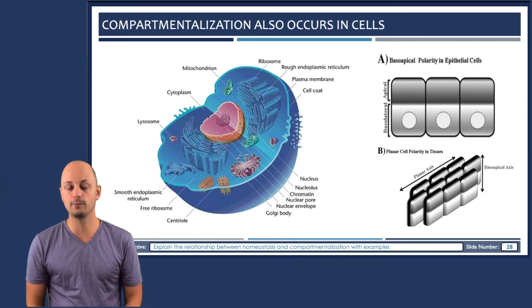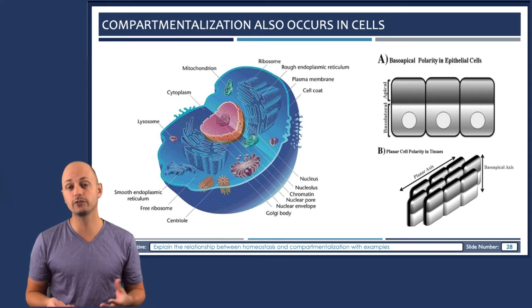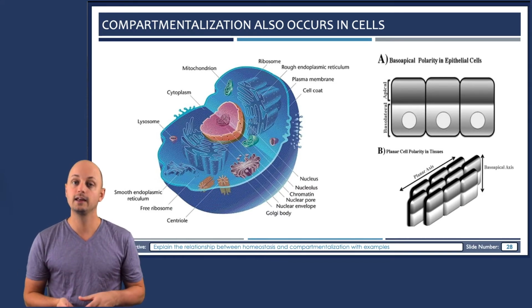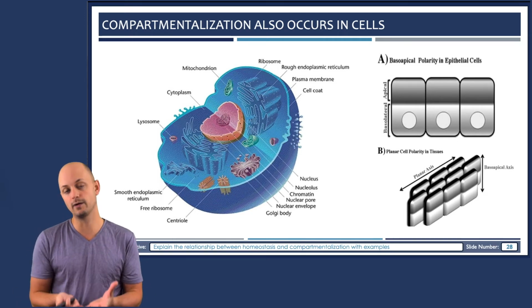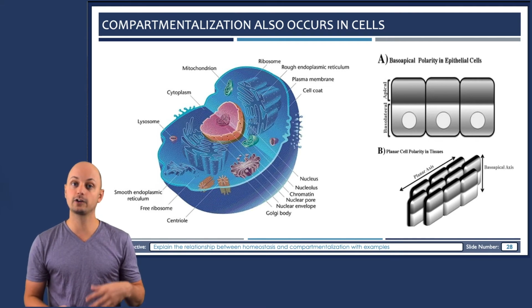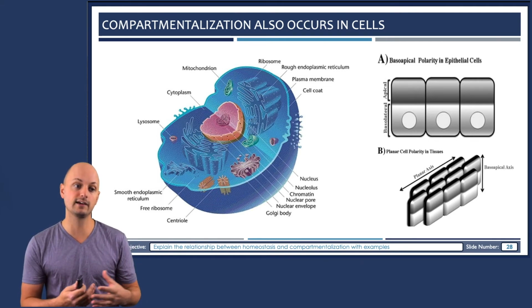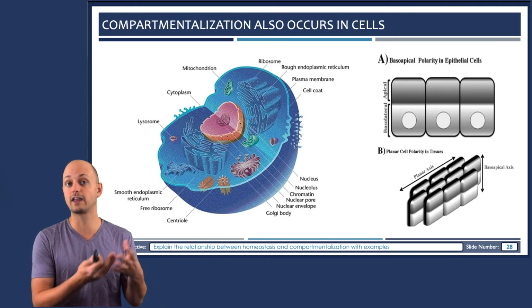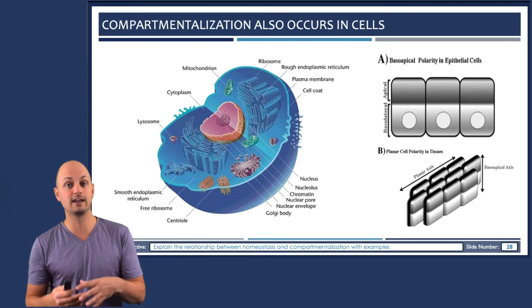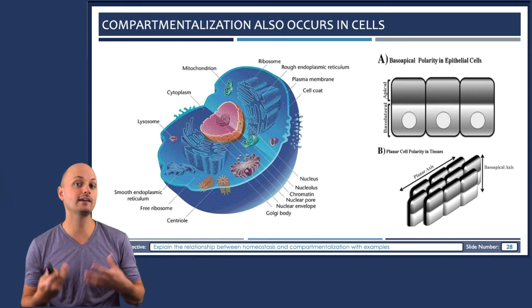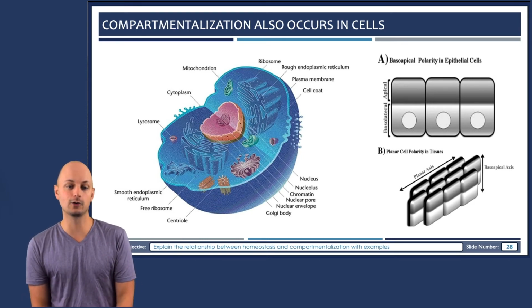Even cells can be compartmentalized. The cell is surrounded by the plasma membrane, and all of the organelles inside of the cell are also surrounded by membranes. And that allows compartmentalization even within the cell for concentrations of chemicals and ions, or even things like pH and enzymes. So we'll see a lot more about that a little bit later in the course.